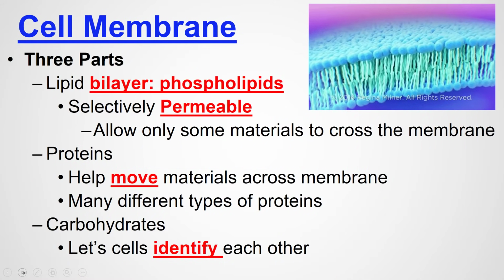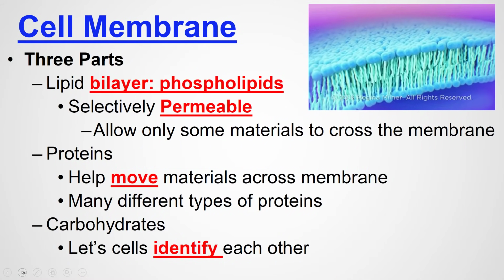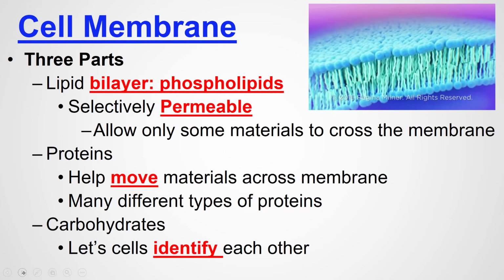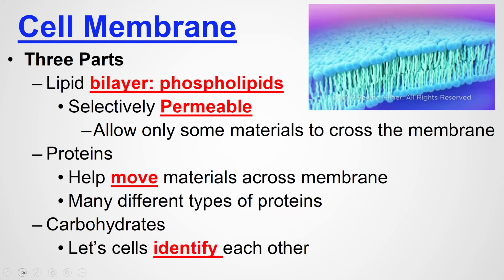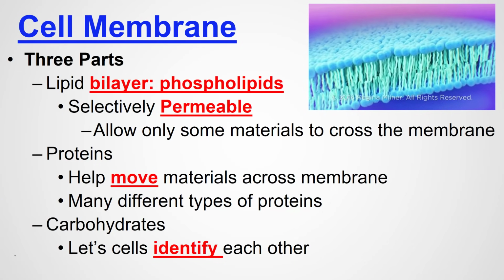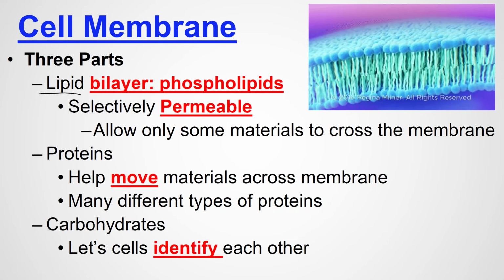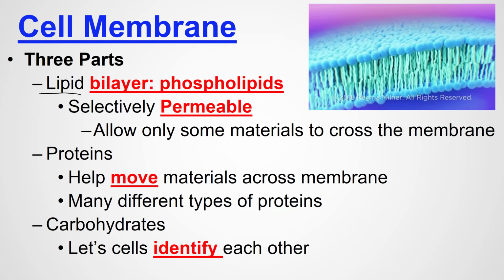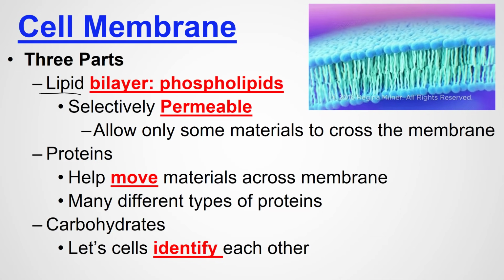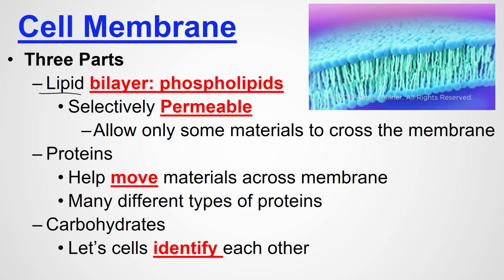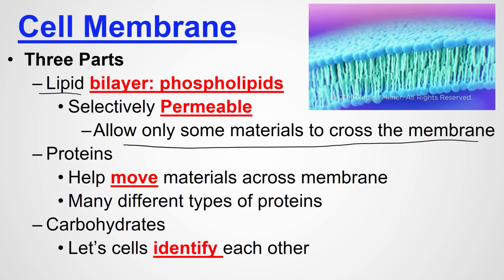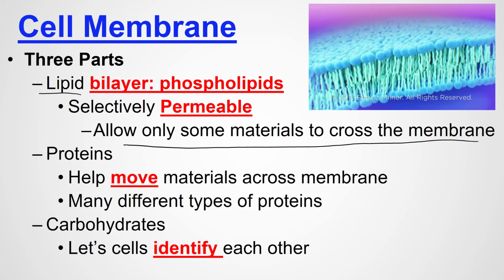Now, as far as the cell membrane goes, there's three major components to the cell membrane. The first one is what we call the lipid bilayer. So the lipid bilayer consists of phospholipids, and just like it sounds, these are lipids. Think about last chapter when we talked about lipids. Those are going to be some fats. Now, that lipid bilayer is what we call being selectively permeable. Okay, selectively permeable means that it is selective on what is allowed to come in and what is allowed to go out. So it's kind of picky and selective on what is allowed to cross the cell membrane.